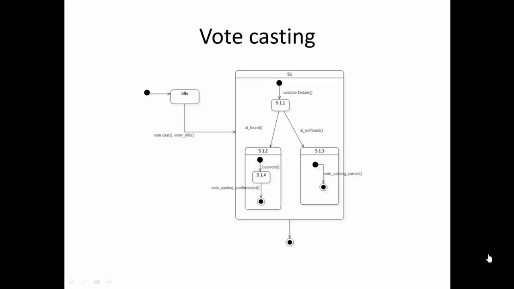In another state we will check the information, meaning whether the voter information is valid or not valid. If the ID is found, then the user can cast the vote, and then it will redirect to another state. In that we check the vote casting confirmation. If the detail is not found, then the user will be redirected to another state. In this state the voter cannot cast the vote, meaning vote casting will be cancelled.